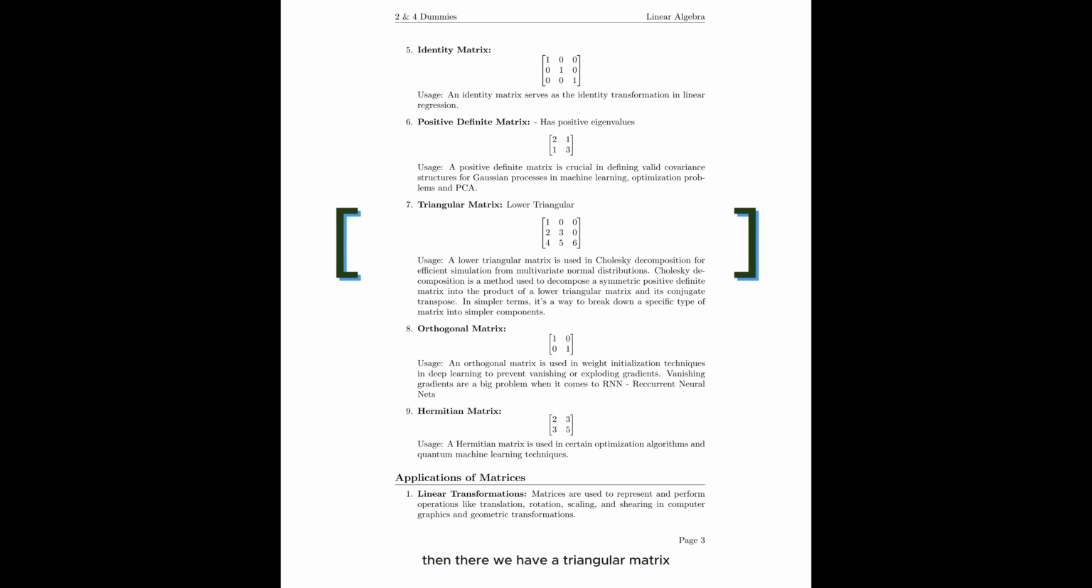Then there we have a triangular matrix. A triangular matrix resembles what we previously defined, and that is, we have the 0 elements either on top or below the diagonal, and that is how we essentially name triangular matrices. So we have a lower and an upper triangular matrix. These kinds of matrices are particularly important, especially when you have a positive definite matrix. You can decompose it into a lower triangular matrix and a conjugate transpose.